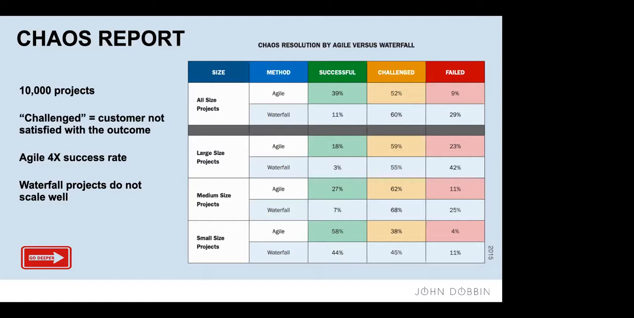One of the other things that it tells us is that Agile has across the board about 4 times the success rate of waterfall. But if you look at it, most of the difference is in large size projects. With large size projects, 18% of Agile projects were successful, and only 3% of large waterfall projects were successful.